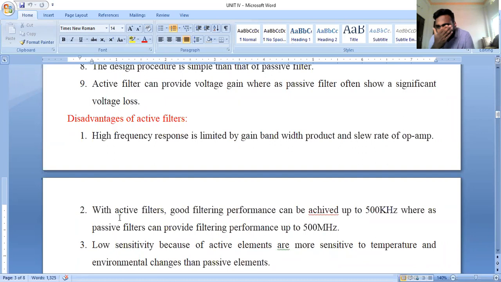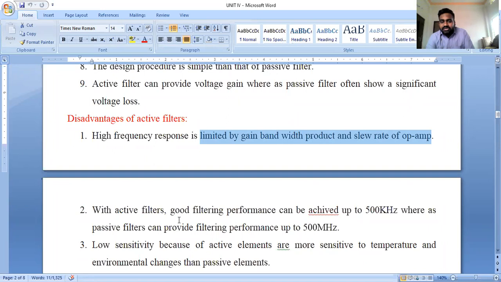Even though the slew rate of the operational amplifier is very low, that slew rate will affect the output frequency response of the filter. That is one of the important parameters. And second, with the application of operational amplifiers, active filters will have a good filtering response, achieved up to 500 kilohertz.